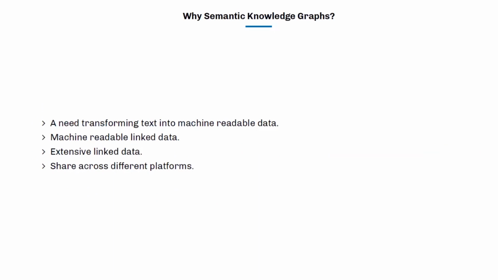Why did they choose semantic knowledge graphs? Well, they needed transforming text, the regulations that they were responsible for, and legislation documents into machine readable data. And they wanted machine readable linked data to do this as well. A lot of actors at the Norwegian Maritime Authority have been following the work done at the European Commission and also in broadcasting companies in Norway, and thought that a knowledge graph would be suitable for their issues as well.